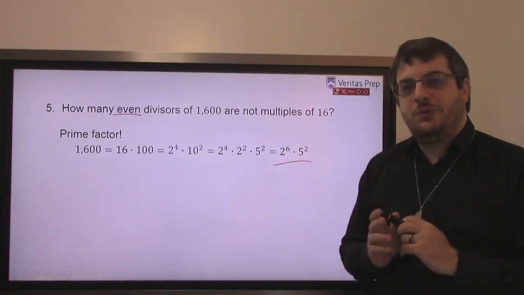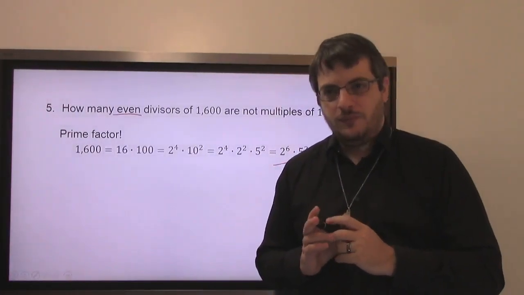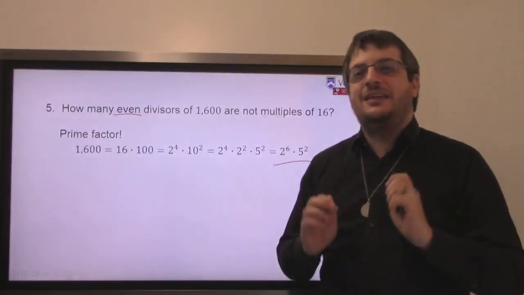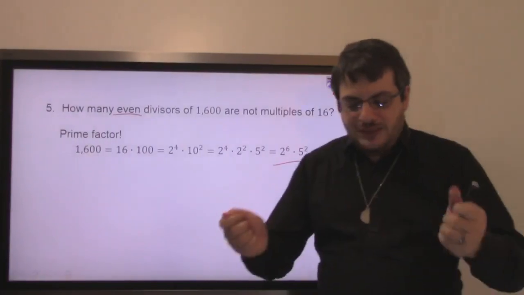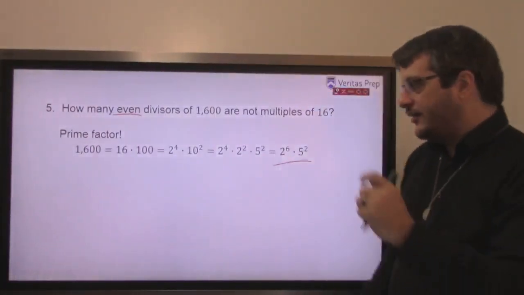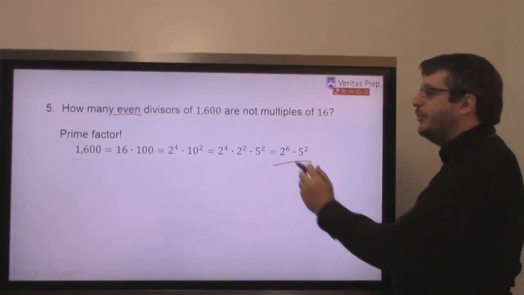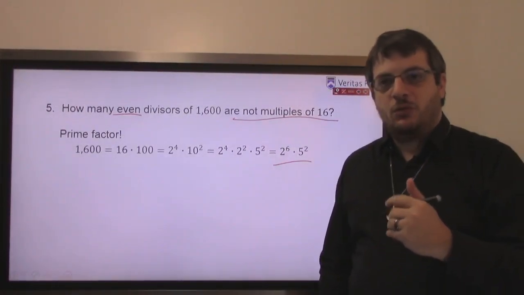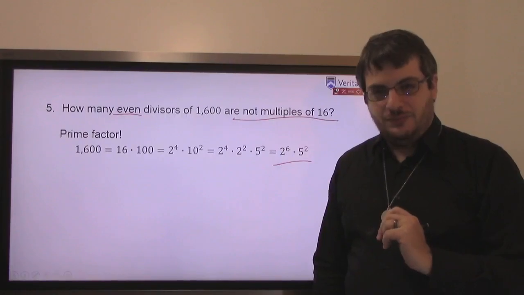What does it mean for my number to be even? As a number theorist, you have to have at least 1 2. That's exactly how a number theorist would think of it. To be even means there's a 2 in the bag. Bags of factors, I've got a 2 in there. What does it mean for my number to not be a multiple of 16? What don't I have?